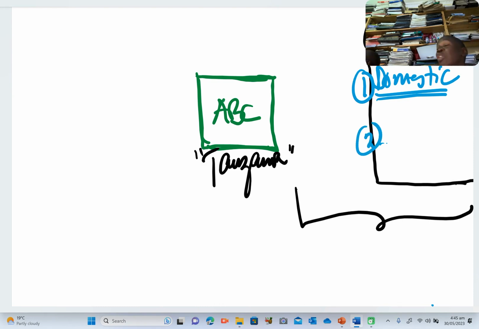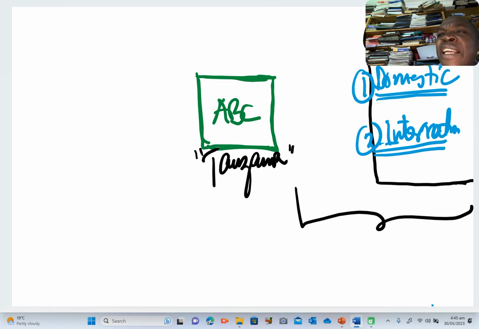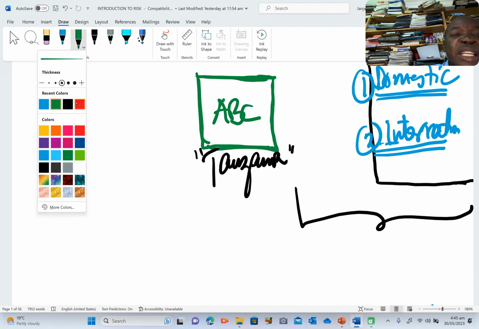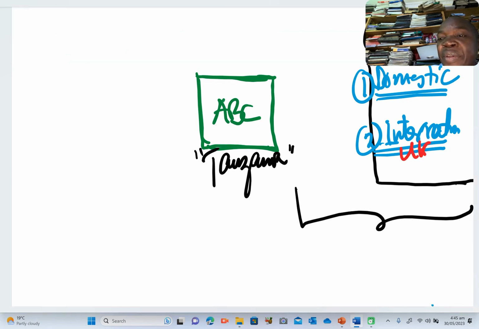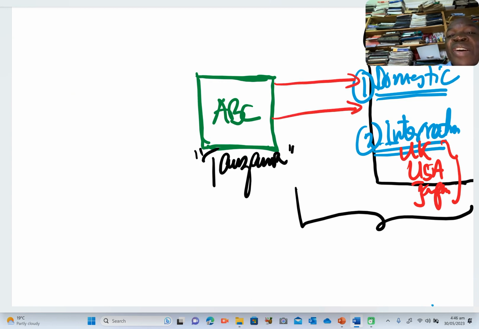So you are selling domestic or you are selling internationally. So when it is international, I will place something here. For example, if you are Tanzania and you are now selling to UK, you are selling your product to UK, or you are selling your product to USA, or you are selling to Japan. That is international. Now, once selling, you see now what's happening here. Products are going outside. So, products.